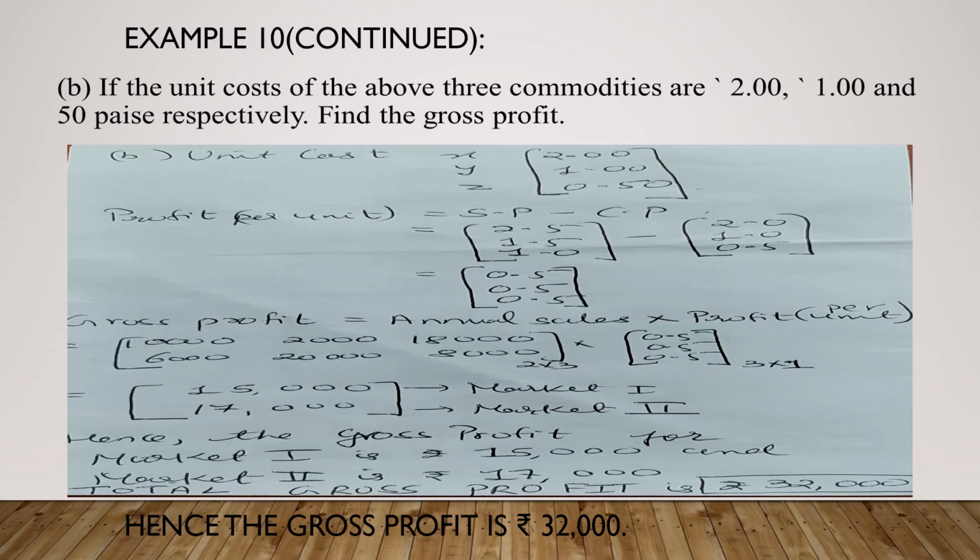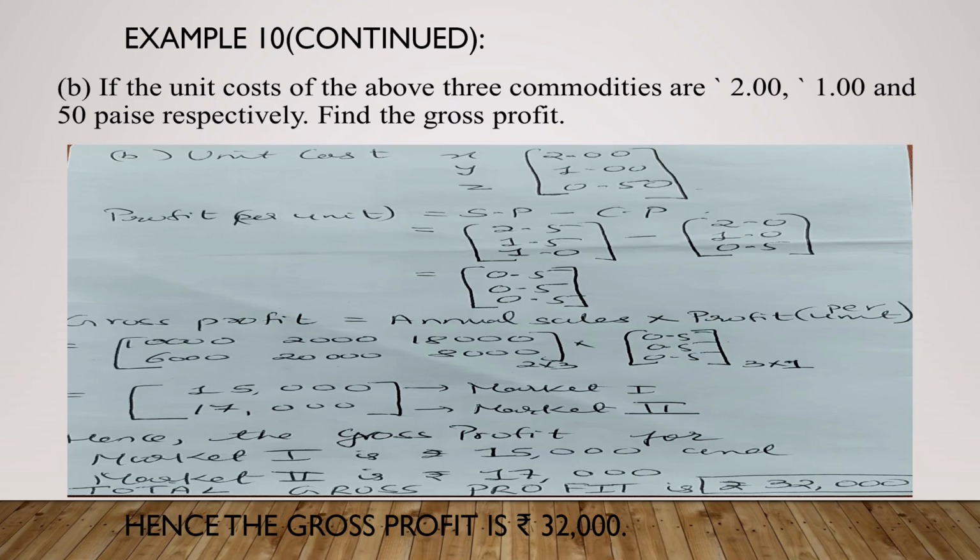First thing is, you know, profit is equal to selling price minus cost price. For the cost price, the matrix is for the three different commodities X, Y and Z. The unit cost is 2, 1 and 0.5. So profit per unit will be the selling price minus cost price. You have to subtract the cost price matrix from the selling price matrix. So the selling price matrix we already have, 2.5, 1.5 and 1, minus the cost price matrix which is 2, 1 and 0.5. So you get 0.5, 0.5, 0.5.